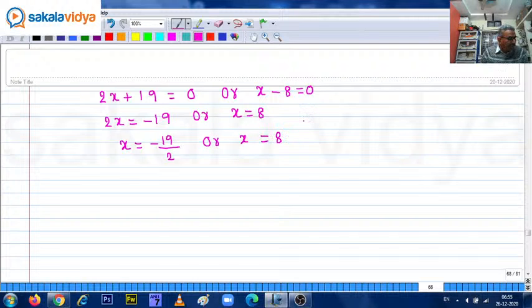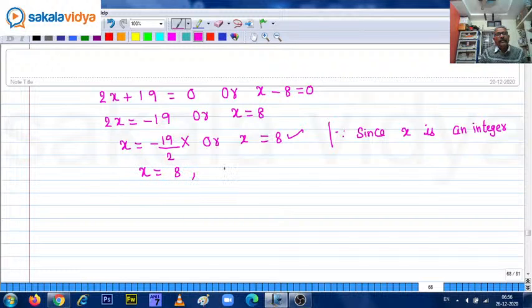But according to the problem, they are consecutive integers. What are the integers? Integers only. So that means since x is an integer, it may be negative or positive, but integer. But here negative 19 by 2 is not an integer. We rejected this one, neglected. x is equal to 8. So we need to find out the next integer, x plus 1, that is 8 plus 1, 9. The next integer is x plus 2, 8 plus 2 is 10.